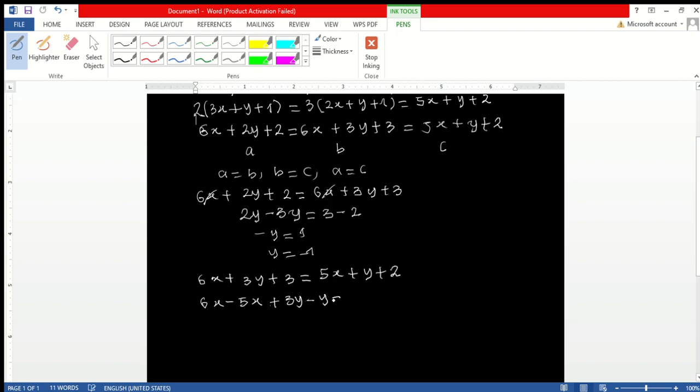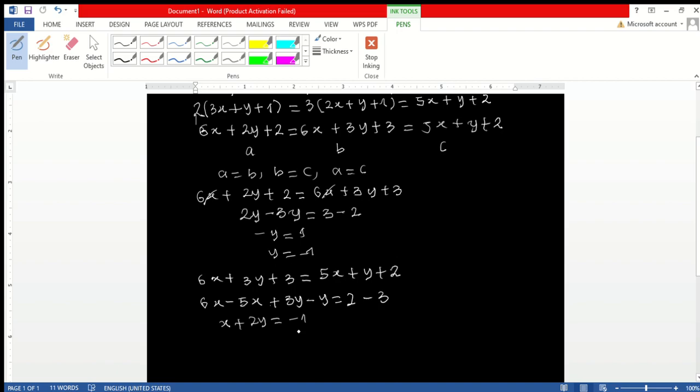So here this constant term needs to move to the right hand side, so that here we have 2 minus 3. So 6x minus 5x gives just x. Then 3y minus y gives 2y. So here 2 minus 3 gives a negative 1.